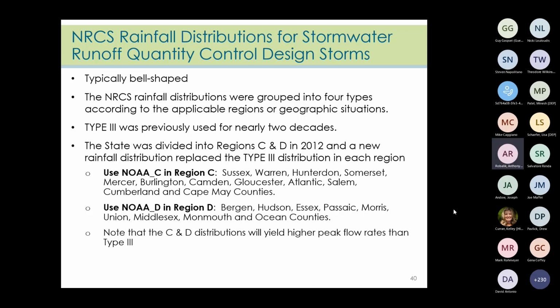The Type 3 distribution was previously used for about 20 years. Now we require use of either the NOAA C or D distribution, depending on which county we are in, per the 2012 bulletin from NRCS. One of our coworkers has done some modeling using these, and we have learned that you can expect to see slightly higher peak flow rates when using the C and D distributions as compared to the previous Type 3.